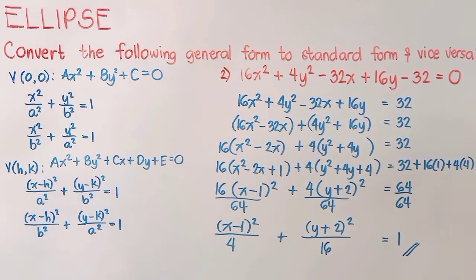Now remember that our bigger denominator is our a squared. In here, our bigger denominator is 16, while our smaller denominator is our b squared, which is here 4. We have actually formed this standard form here.